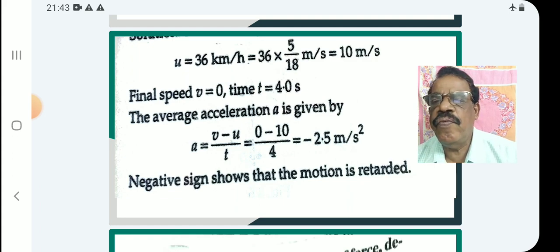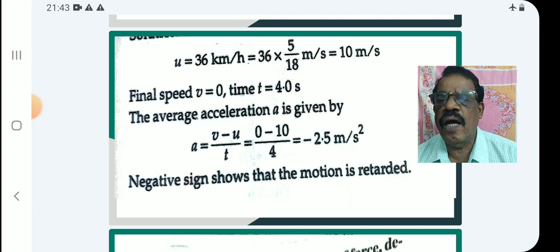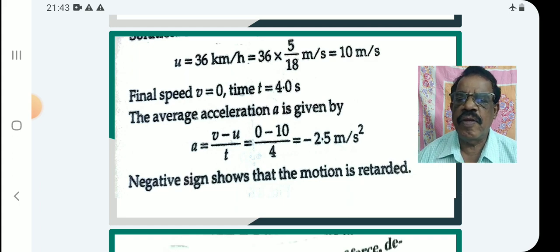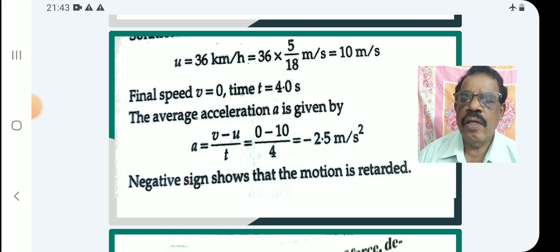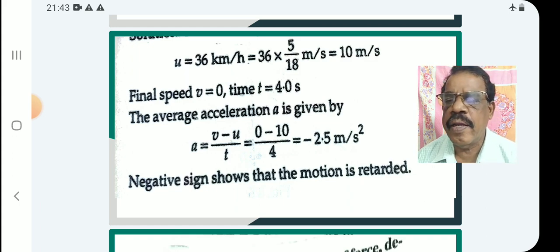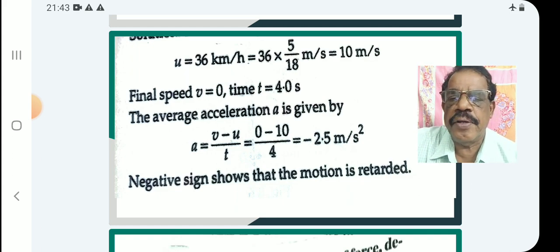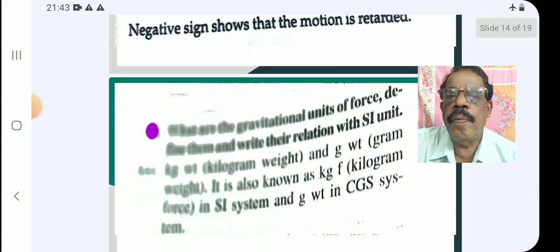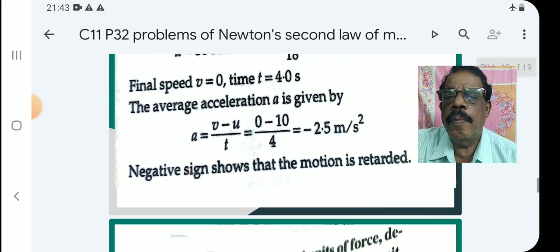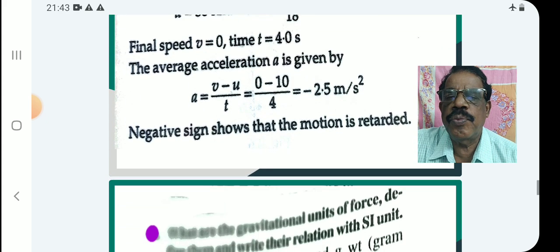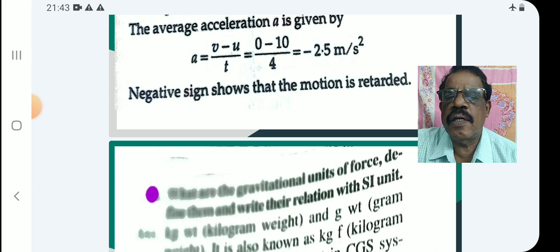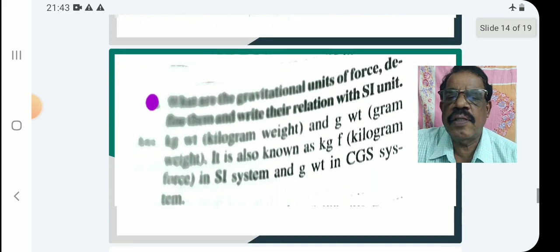Final speed V is 0, stopped. T is equal to 4 seconds. The average acceleration A is given by A is (V minus U) by T, that is (0 minus 10) by 4, which is minus 2.5 meter per second square. The negative sign shows that the motion is retarded. Here retardation is minus 2.5. Retardation is negative acceleration.